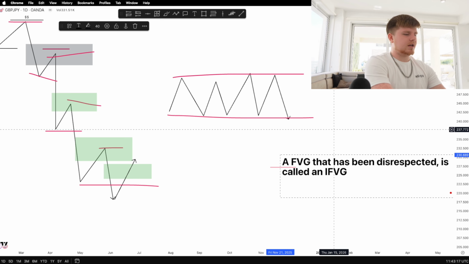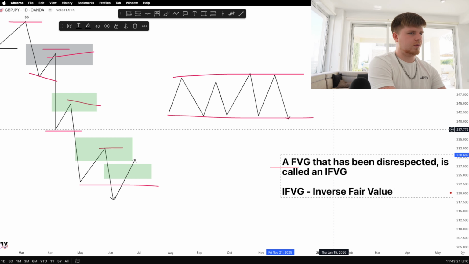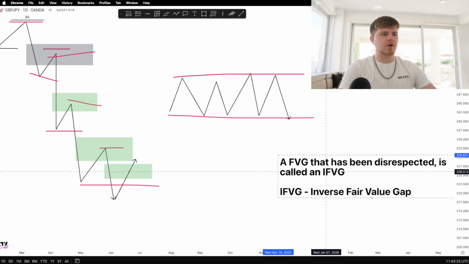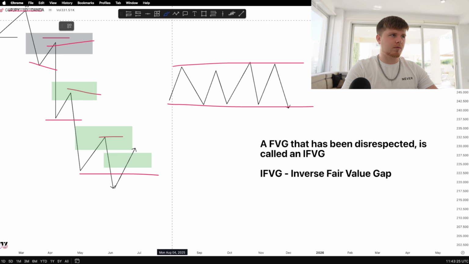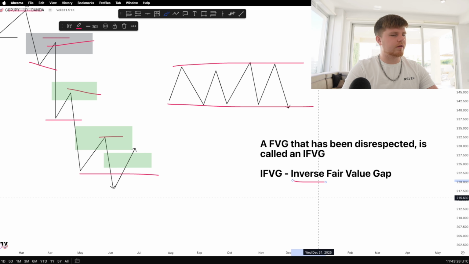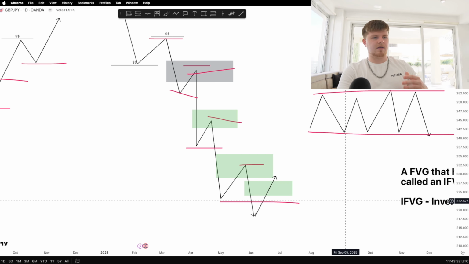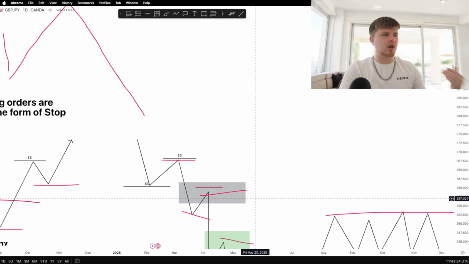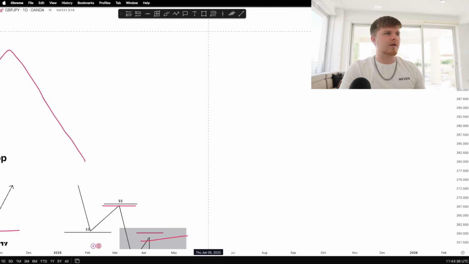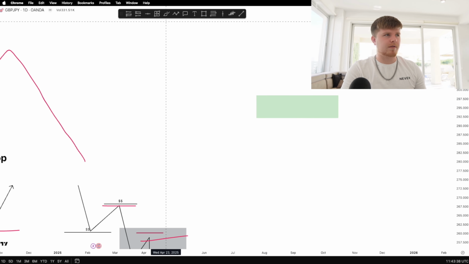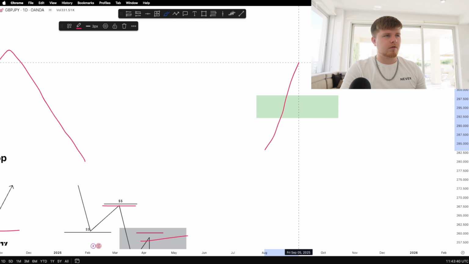And IFVG stands for inverse fair value gap, okay? Now, if you know the definition of inverse, it should make a little bit more sense to you, but if you don't, do not worry at all. Inverse fair value gap simply means the opposite. So if we have a bullish fair value gap, right? Let's say we have a bullish fair value gap here, price comes up, forms the bullish fair value gap.